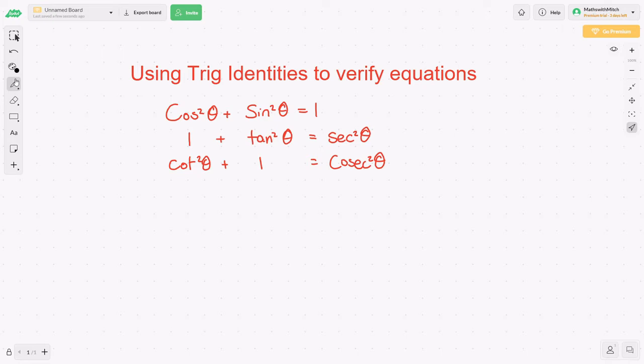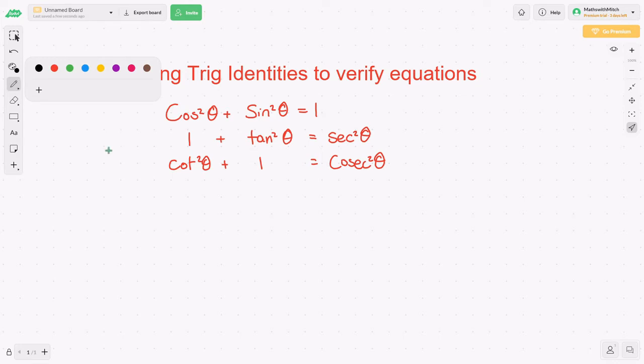Today we are going to be using the trig identities that we looked at in the last video to verify equations, or you might be asked to verify different identities. So we're going to be using the identities that we looked at last time, the fundamental identity, cos squared theta plus sine squared theta equals 1, and then the two others that we derived from that fundamental identity. So let's look at our first question.